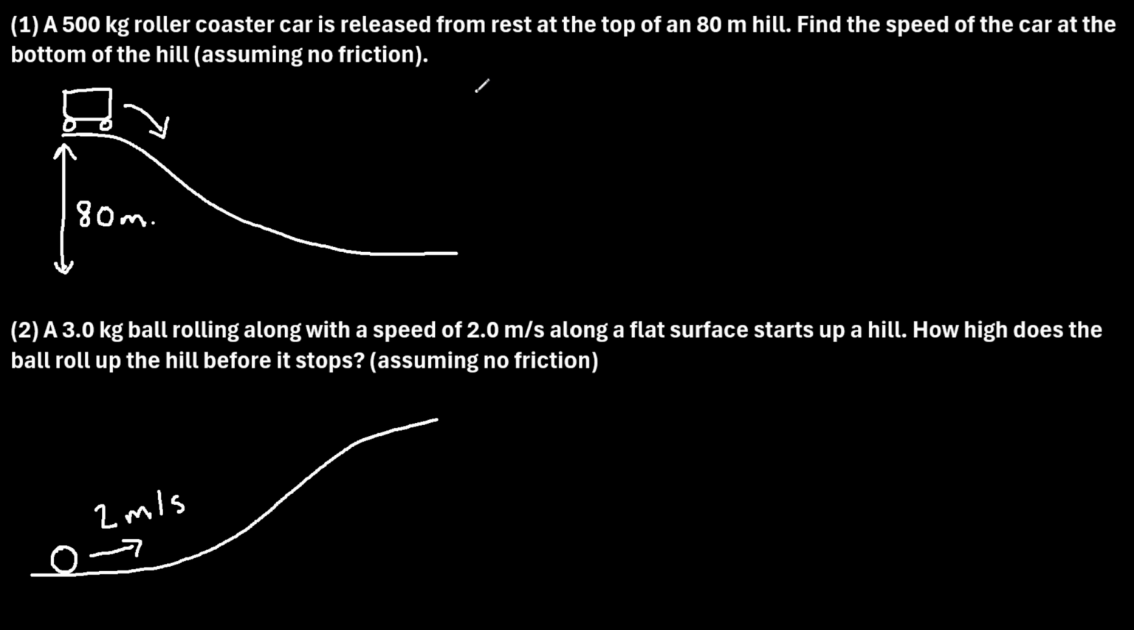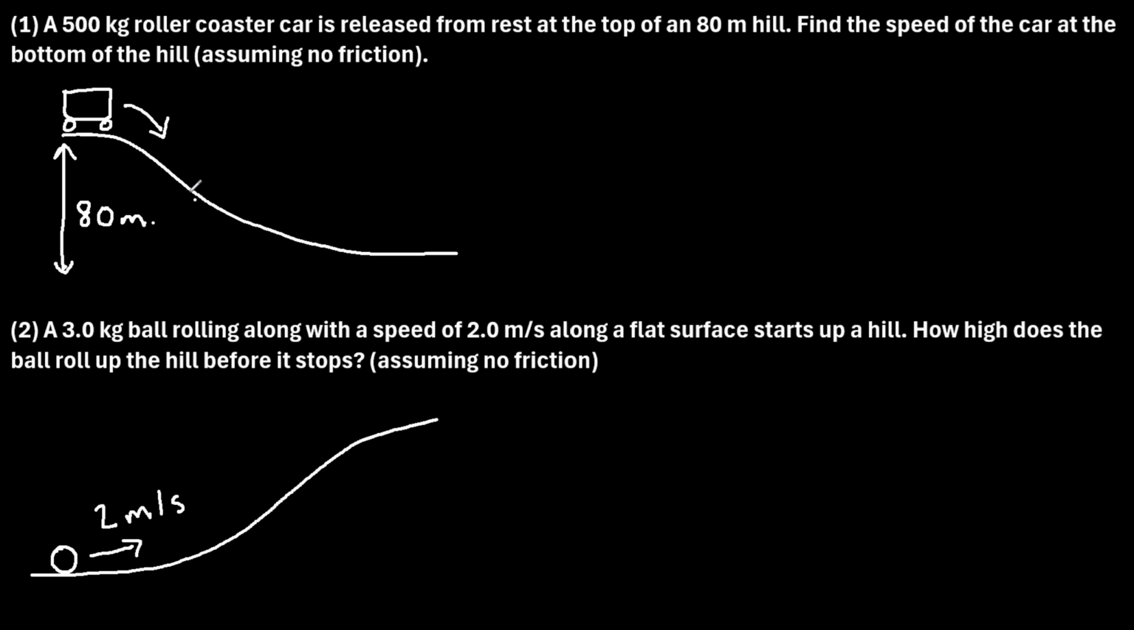In this video, we're going to work through two different conservation of energy problems in physics. So let's go ahead and take a look at this first example right here. It says, a 500 kilogram roller coaster car is released from rest at the top of an 80-meter hill. Find the speed of the car at the bottom of the hill, assuming no friction.